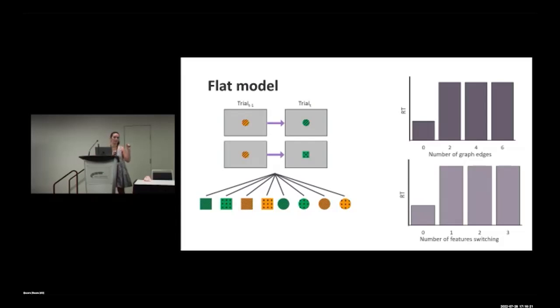Importantly, in our design the feature switches and the tree distance are related, but they're not entirely confounded. So we can use these simple visualizations and simple modeling to adjudicate between these potential cognitive representations within our task.